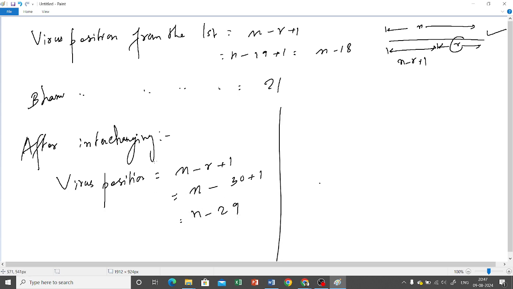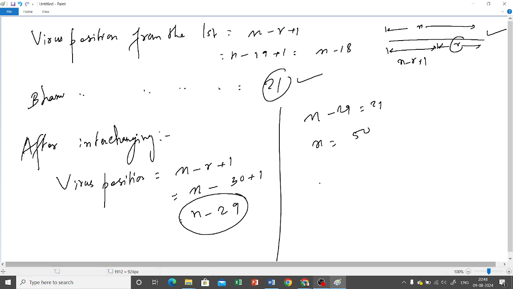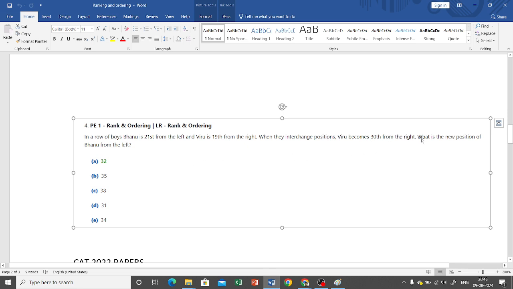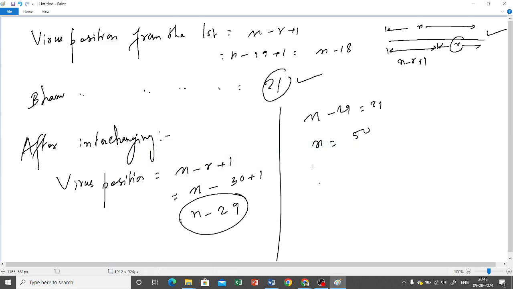Now it is given that Viru and Bhanu interchange their position. So Viru now went to the position of Bhanu. That means n minus 29 is equal to 21. So that gives n equals 50. Now the question is: what is the new position of Bhanu from the left? So the new position of Bhanu has become what?